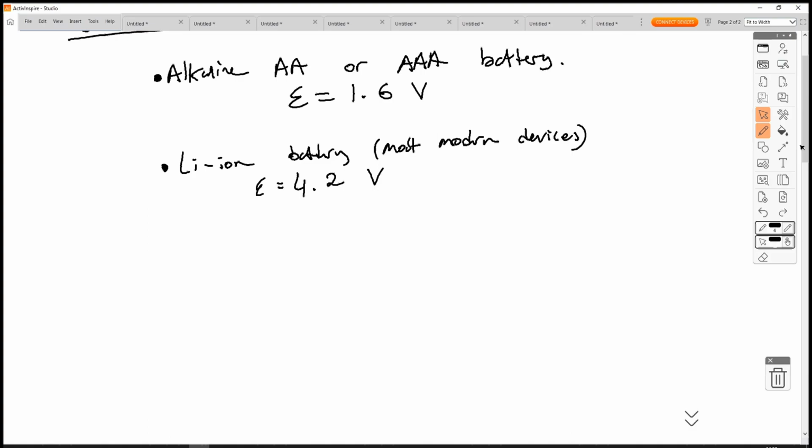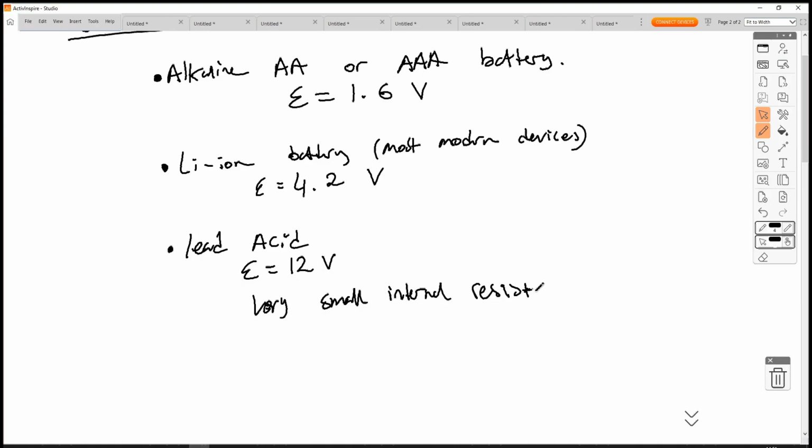Then we have the lead acid, which are car batteries. Lead acids usually have an EMF of about 12 or 13 volts. And lead acid batteries also have very, very small internal resistance. And because it has a very small internal resistance, it can provide a large current during startup to the starter motor, allowing the starter motor to turn an engine. Because starter motors need extremely large currents.